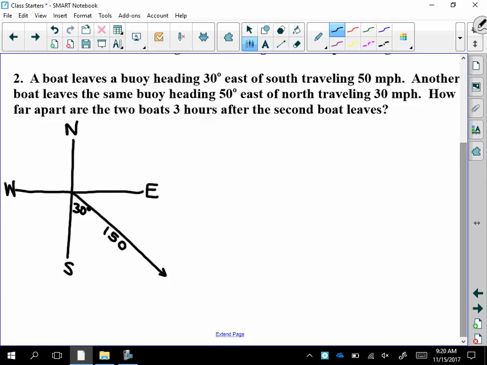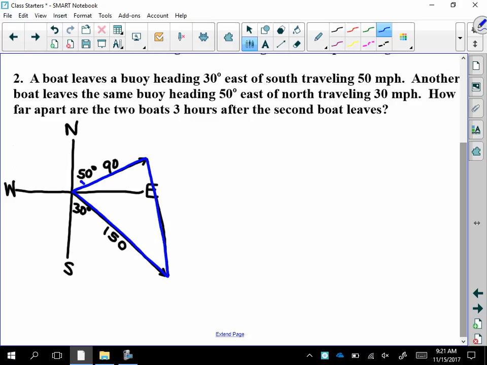The other boat is heading 50 degrees east of north. So instead of heading due north, the boat actually turned 50 degrees towards the east. It's traveling 30 miles an hour, and it's been traveling for 3 hours, so how far has that boat gone? Okay? And then what we're looking for is the distance between these two boats. Okay, so here is the triangle that we're going to make use of. We know two sides of that triangle are 90 and 150.